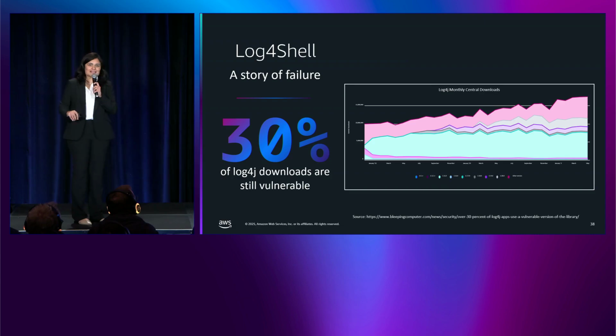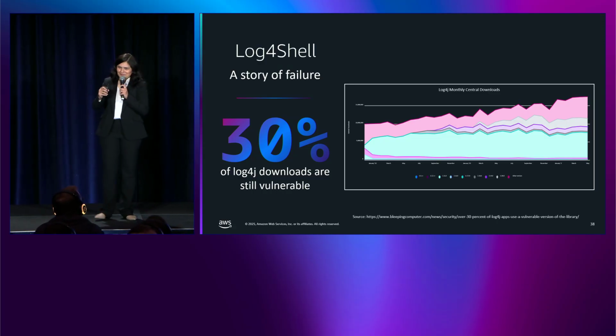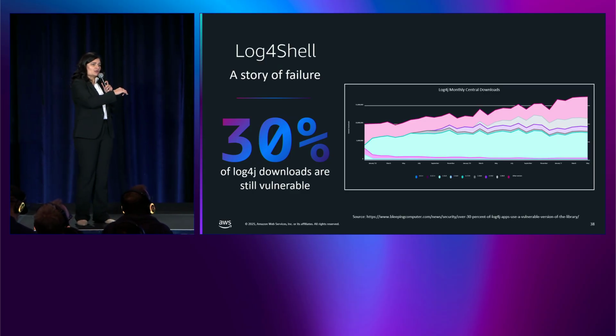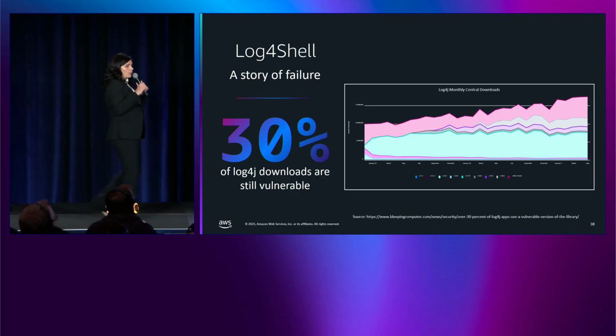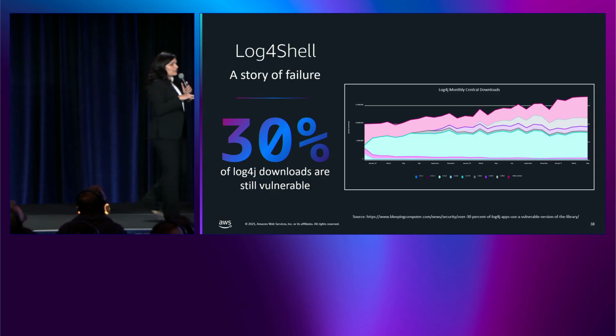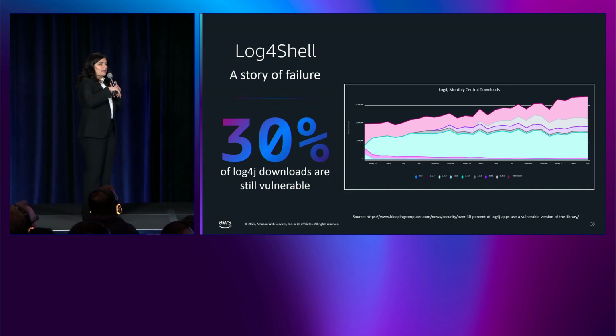Let me give you an example of why it's important. How many of us here know about Log4j or Log4Shell? Very good. To your surprise, the graph shows the downloads of vulnerable Log4j since January of 2021. If you see this scaling up, even today, it's been around for 4+ years. It was detected at the end of December the previous year. Even to date, 30% of the downloads that happen are vulnerable.